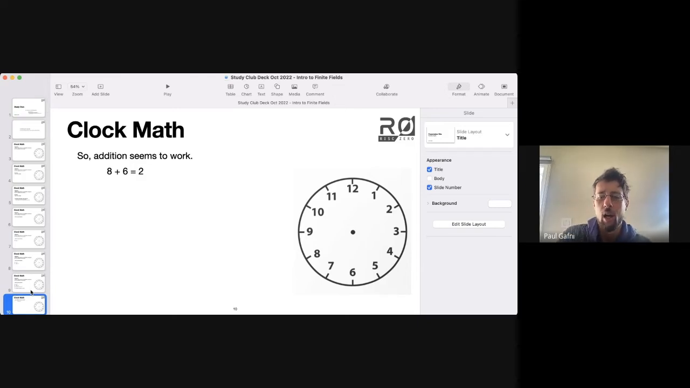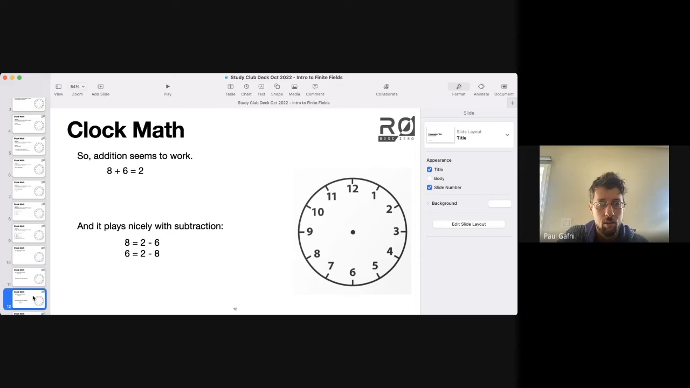So addition works, and it plays nicely with subtraction. What do I mean by that? Looking at this equation on the page, I'd like to be able to subtract 8 from both sides or subtract 6 from both sides, and I can. Looking at the first equation at the bottom, 2 minus 6: if I start at 2 and count backwards 6, 1, 2, 3, 4, 5, 6, I get to 8. Similarly, if I start at 2 and count backwards 8, I get to 6. So addition and subtraction on the clock work very nicely, as you would hope.